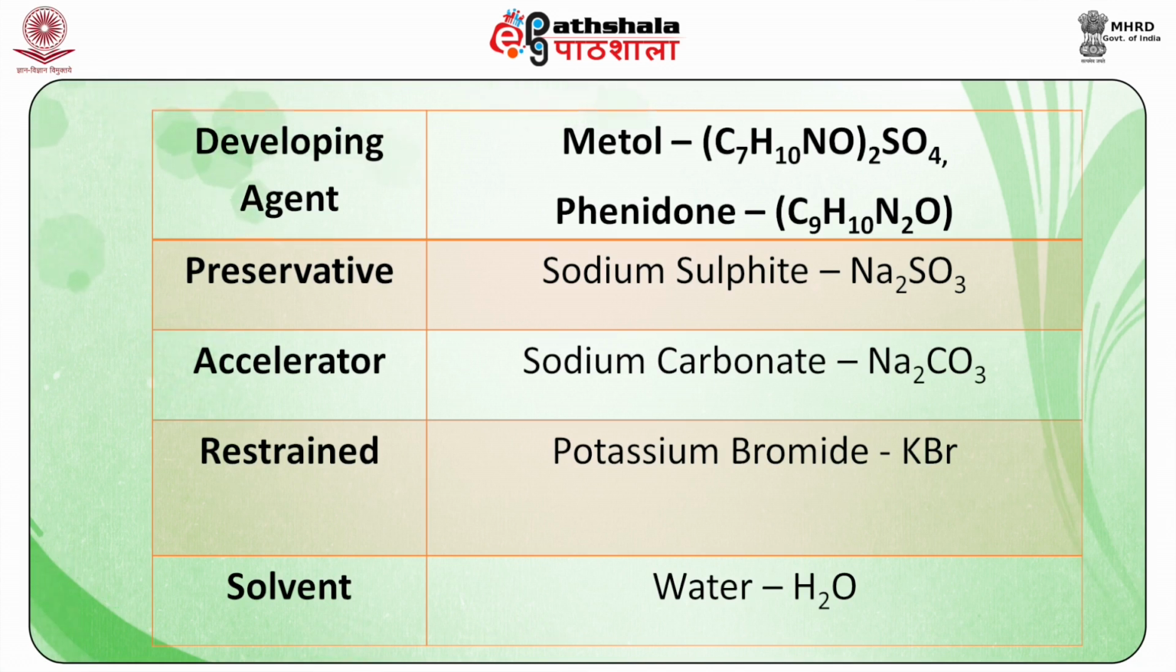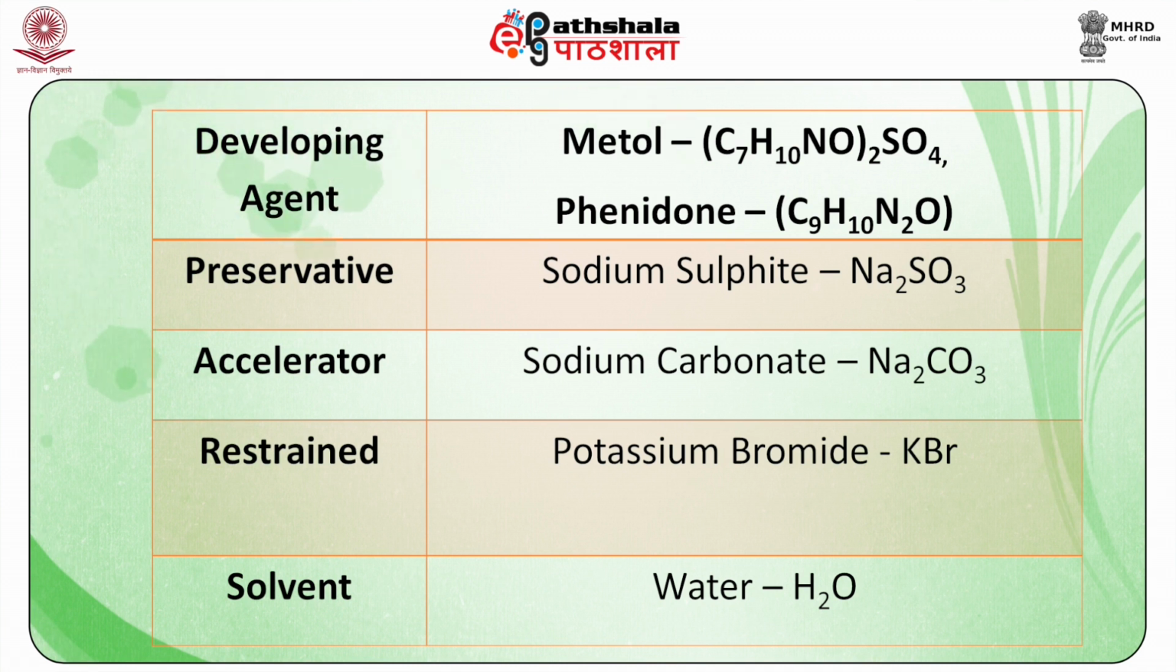First is the developing agent, the main chemical which develops the film or paper, such as metol and phenidone. Preservative: this chemical saves the developer from being oxidized by atmospheric oxygen, such as sodium sulfite. Accelerator: this alkali helps quick completion of development, such as sodium carbonate. Restraint: this chemical stops or controls the vigorous chemical reaction and thus protects the unexposed silver from being attacked by the developing agent and thus stops the fog formation.